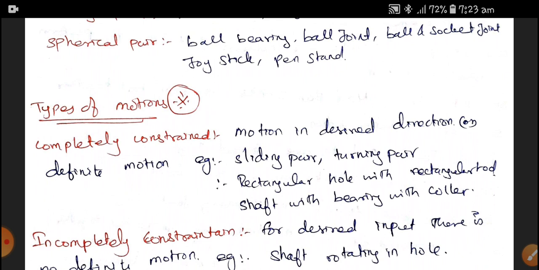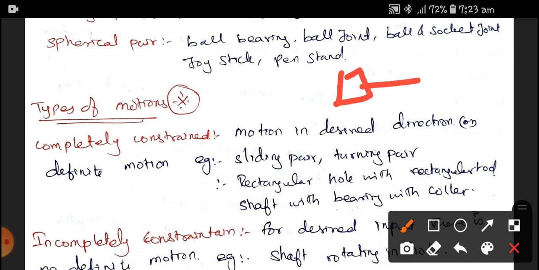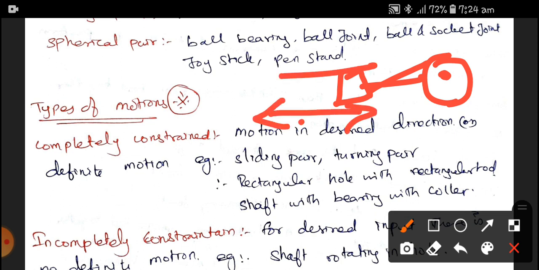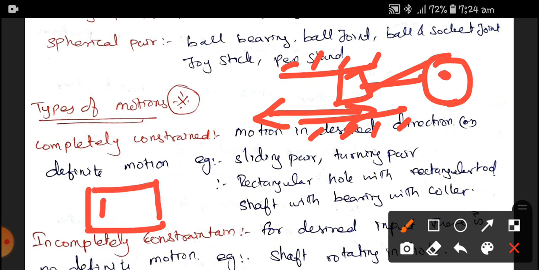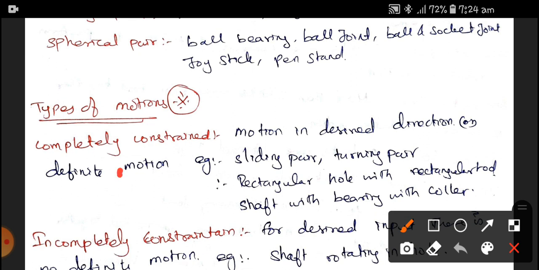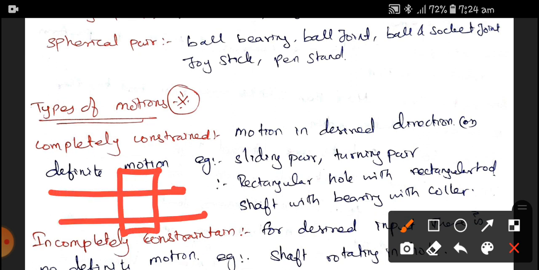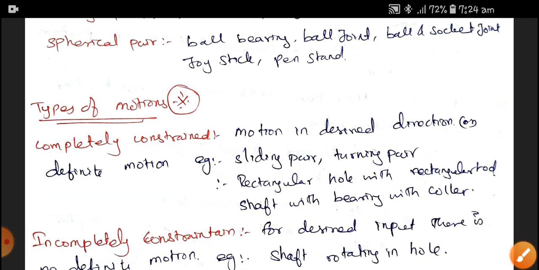If I want my mechanism to deliver this kind of force, for example, this is my piston cylinder arrangement and control arrangement. The piston should move in this way. For that only the cylinder is mounted. So this is a completely constrained motion. And also we have a rectangular hole and a rectangular shaft. That is a completely constrained motion, or we can say a bearing with a circular shaft, and at both the ends we have collars. So this assembly can only rotate. So these are all completely constrained motion.